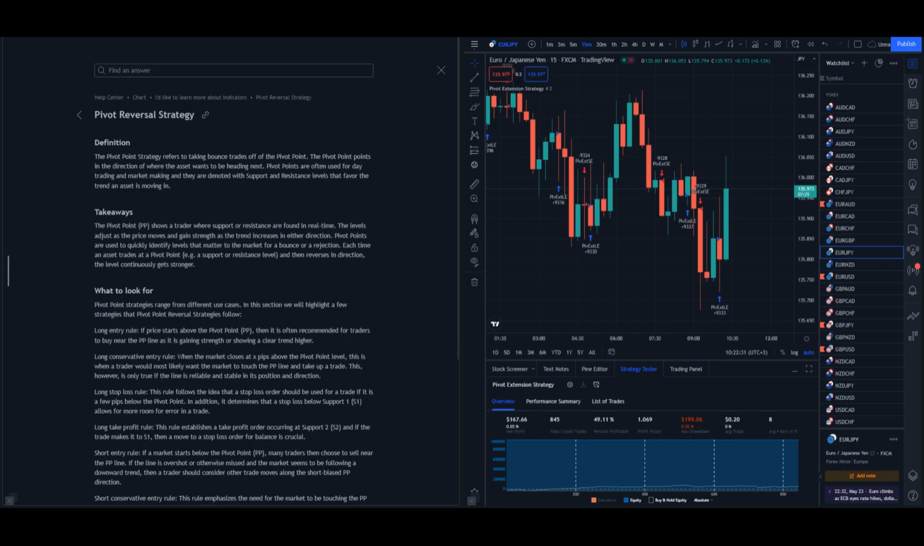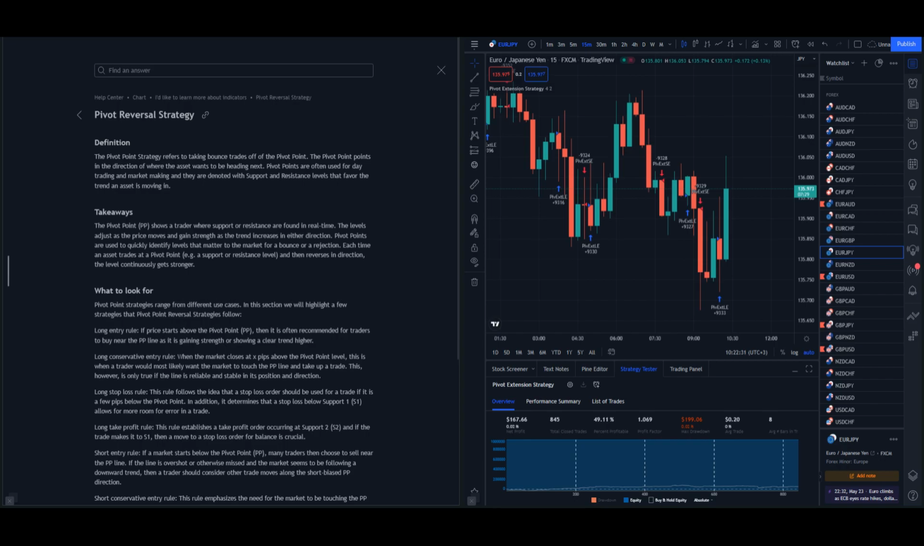What to look for? Pivot point strategies range from different use cases. In this section we will highlight a few strategies that pivot point reversal strategies follow. Long entry rule: if the price starts above the pivot point, PP, then it is often recommended for traders to buy near the PP line as it is gaining strength or showing a clear trend higher.